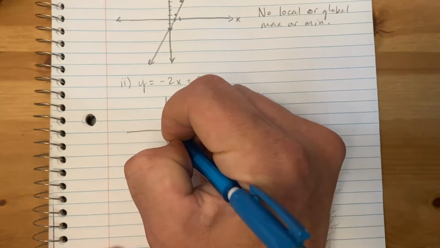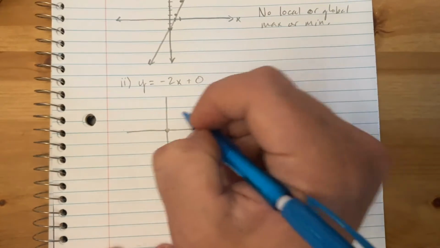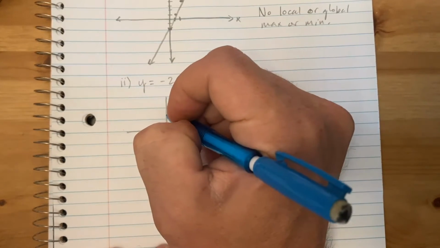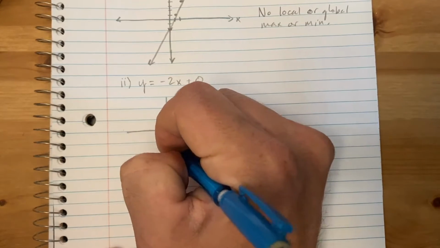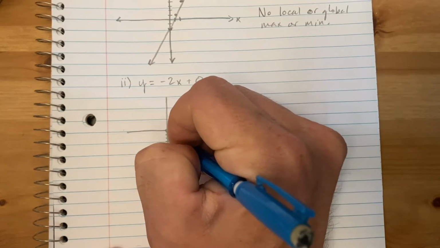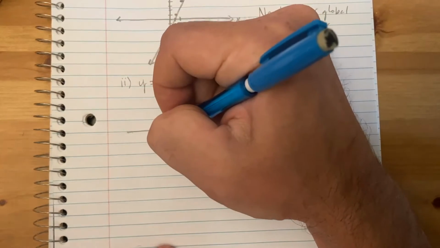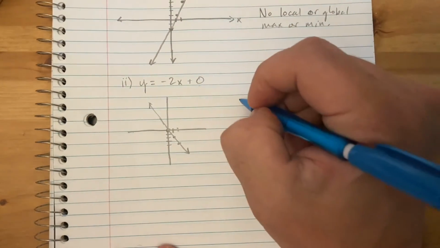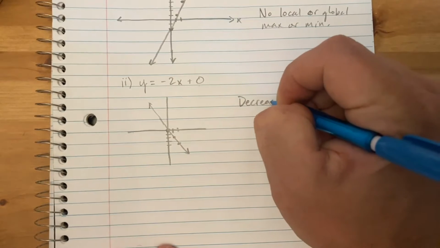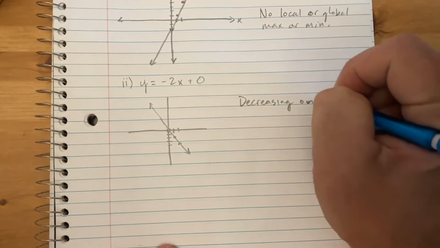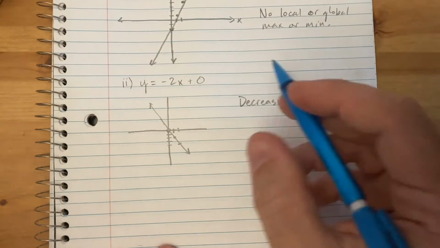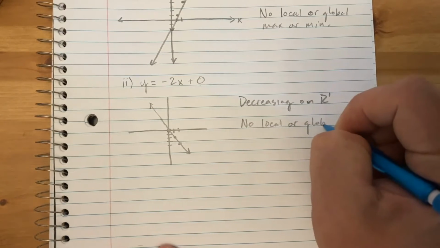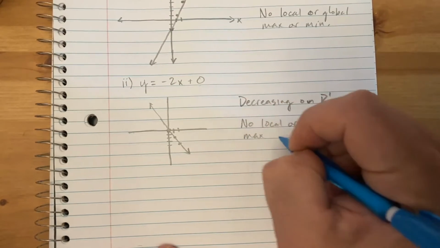All right, so the y-intercept is 0, and it has a slope of -2. So we'll go down 2 and over 1. There's 1 point. I'll go down 2 more and over 1 more to get a third point, even though that's not even really necessary. And there is our line. Okay, so it's decreasing on the entire domain, the set of real numbers, and again, no local or global max or min.